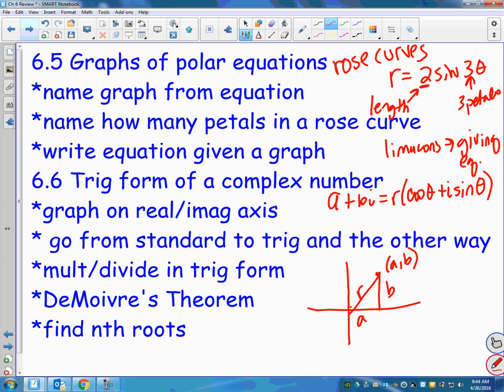There are some more theorems, or some more formulas you've got to know. Multiply and divide, we did that. That's what we went over yesterday. When you multiply the r's, you add the thetas. And you divide the r's and you subtract the thetas. De Moivre's theorem, where you take it to a power. And the nth roots that we did yesterday. I'm not giving you any of those formulas.